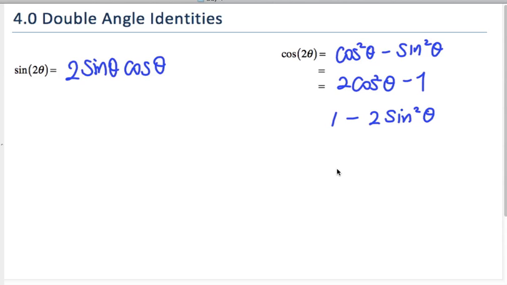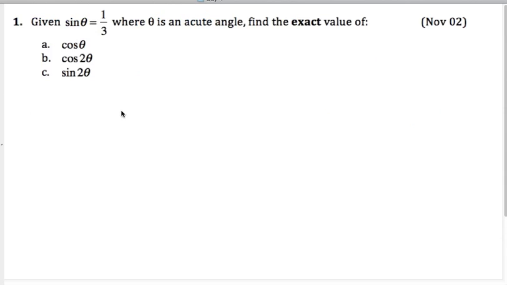Alright, so today we're just going to use these, and you might use tangent theta or the Pythagorean identity, but those I think you have down. So let's try some questions. Given sine theta is equal to 1 over 3, where theta is an acute angle, find the exact value of.